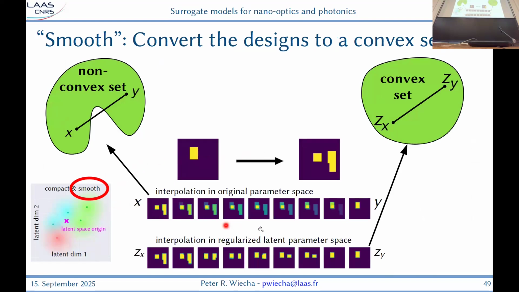This is what it looks like. If we interpolate in image space, we will have a superposition of two images, which is not really what we want, because we don't even have grayscale values in our original representation. But if we do the interpolation in the latent space, we see that we can go from one structure here to another structure through a series of continuously changing structures, which all look like the structures from our database.